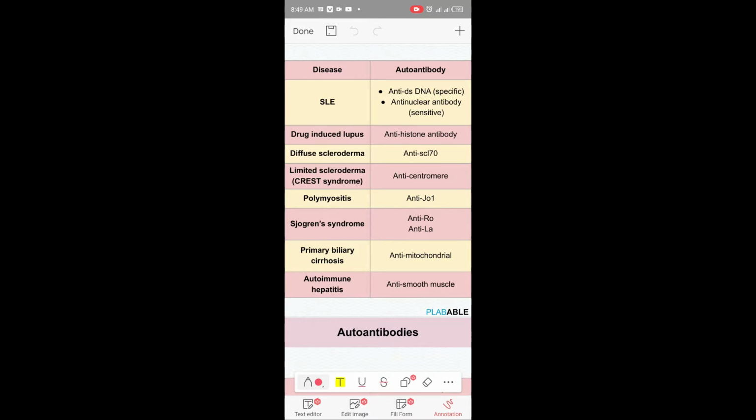Okay. Then comes systemic sclerosis and diffuse scleroderma. There's limited and there's diffuse scleroderma. In diffuse scleroderma, there are anti-Scl70 antibodies. The other name for anti-Scl70 that you need to remember is topoisomerase 1. For limited scleroderma, you have anti-centromere antibodies.